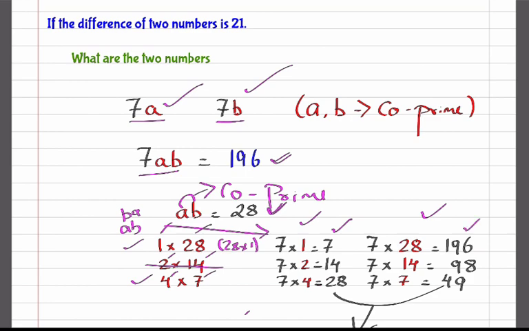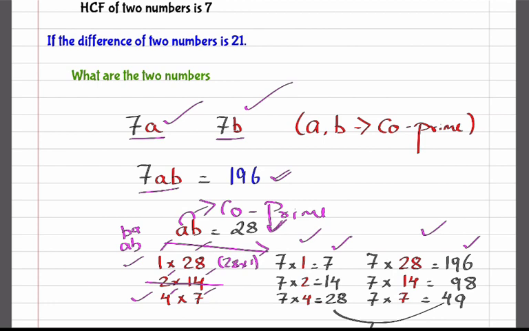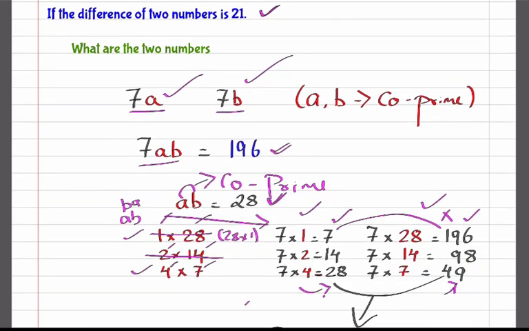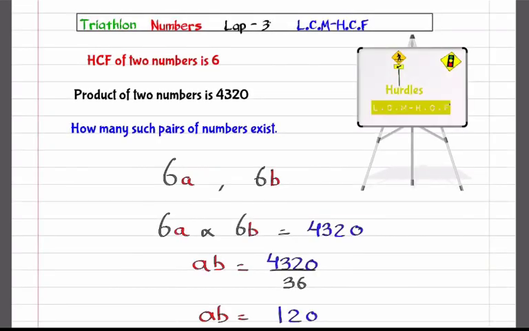But the question is saying one more thing: the difference of the two numbers is 21. Here the difference is 28. In this case, the difference is not 21, right? So this case is also gone. Now 4. If I put A as 4, one number is 7 into 4, 28. Other number is 7 into 7, 49. Difference between them is what? 21. He is asking me what are the two numbers. Now I know the two numbers: it is 28 and 49, such that the difference between them is 21. Okay. So just have an idea how to use such properties to reach an answer.